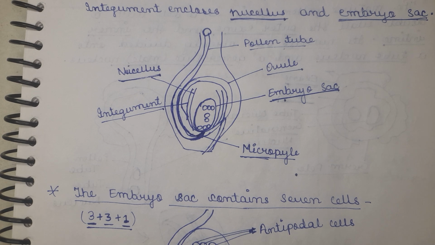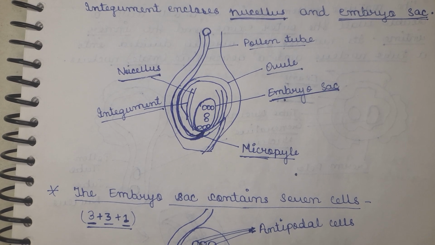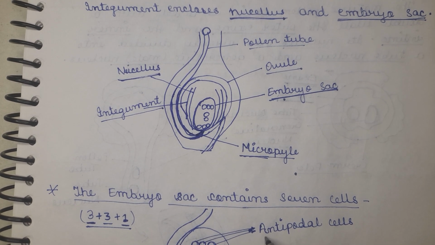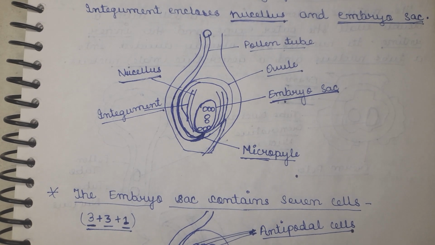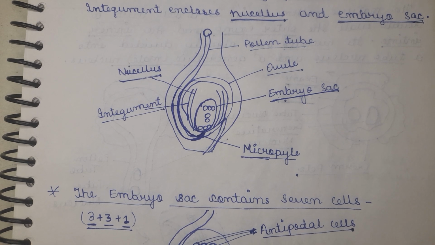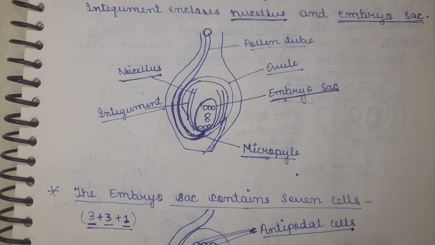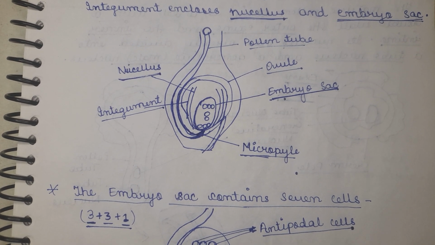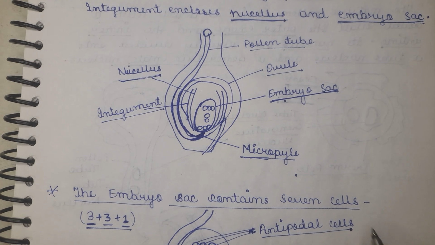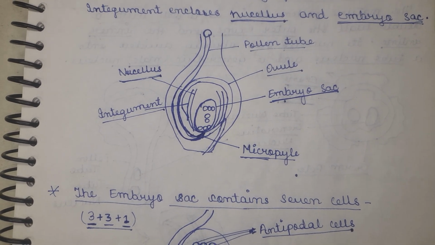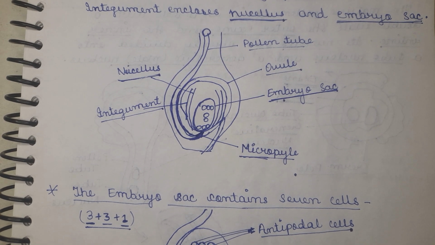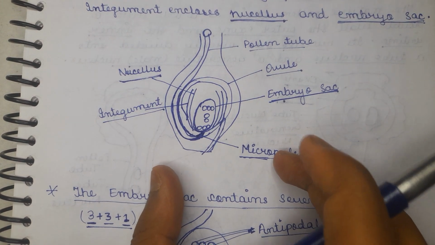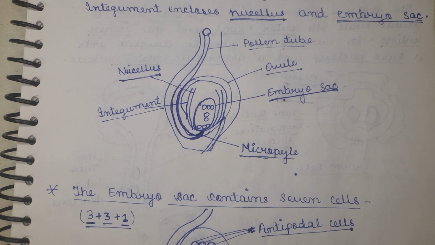Now above these central cells there are 3 antipodal cells. These antipodal cells are basically not too important for this embryo sac, and later on they disappear or disintegrate. So this was all about the ovule, the structural diagram, and the embryo sac that contains the 7 cells.